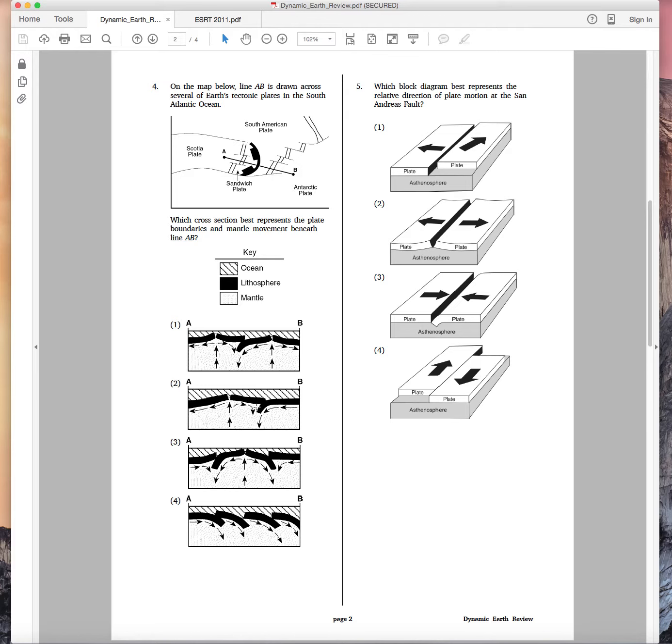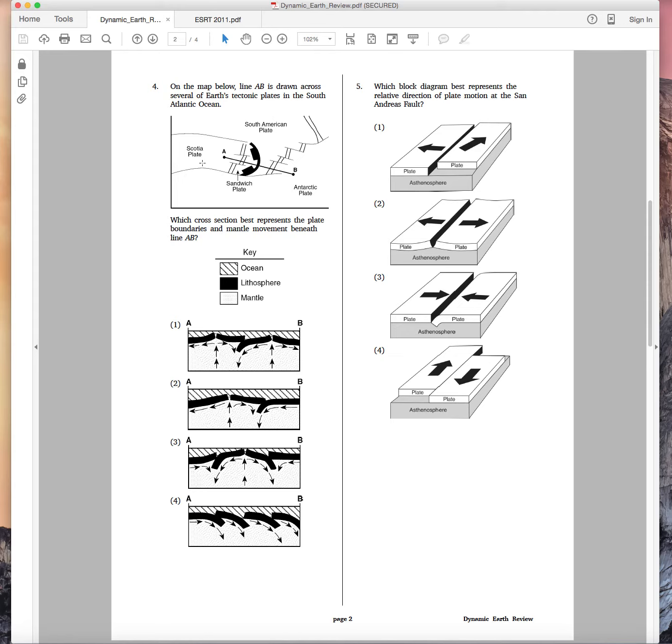Alright, so if you're looking at your 4 choices, we can eliminate choice 4 because all these arrows go in the same direction. There's no diverging, no converging. We can eliminate 3 because 3 is showing 2 sets of converging. Eliminate 3. Choice 2 is showing 1 converging and 1 diverging.